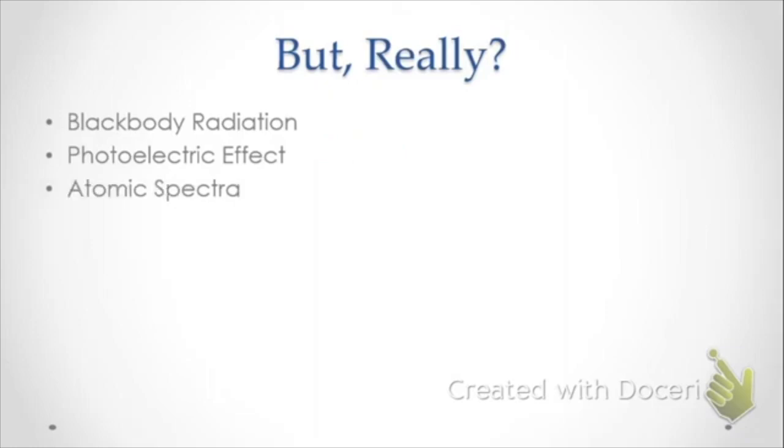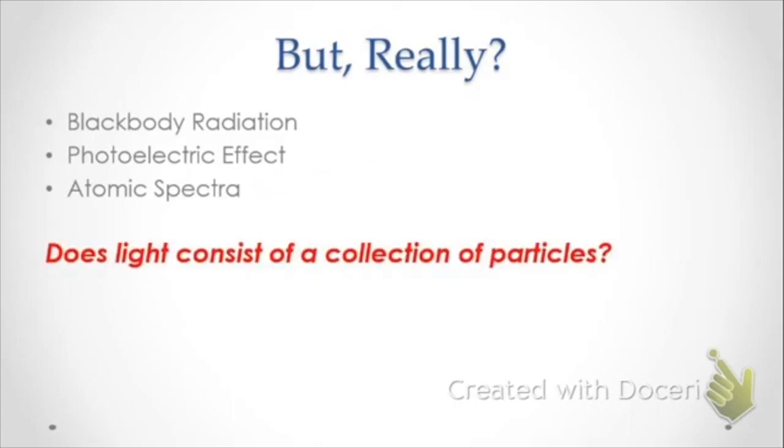And then there was atomic spectra, and atomic spectra we know has discrete lines. You know that from taking various chemistry classes. Spectroscopy, of course, is a powerful tool that we use for the identification of substances, and that's due to the fact that each substance has a fingerprint of discrete spectral lines. Now, again, that was something that couldn't simply be explained by the concept of light behaving as a wave. And so then we have to ask the question, does light consist of a collection of particles? Well, it behaves as a wave. How can it consist of a collection of particles?